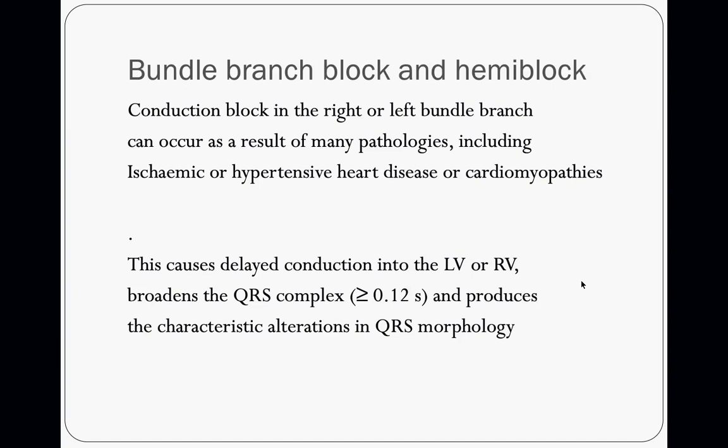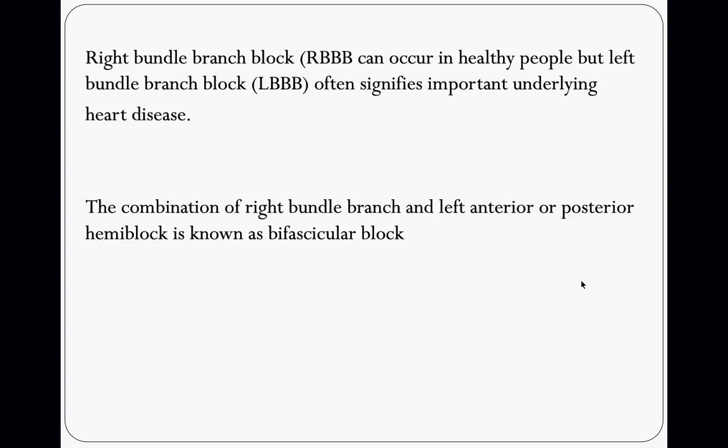Right bundle branch block can occur in healthy people, but a left bundle branch block often signifies important underlying heart disease. The combination of right bundle branch block and left anterior or posterior hemiblock, known as bifascicular block, is significant because it may then degenerate to complete heart block. Why does bundle branch block occur? Next slide.